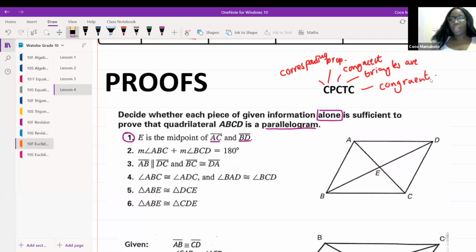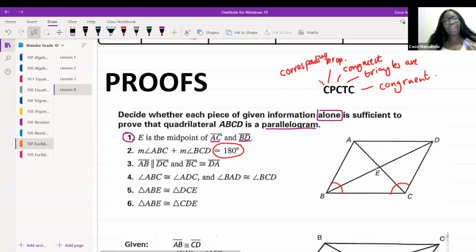Now, if we look at number 2, statement 2. Statement 2 says the angle ABC plus the angle BCD. Let's map out where ABC is. They're telling us about this angle over here at B, the angle ABC, and the angle BCD, this angle here. So these two angles are equal to 180 degrees.